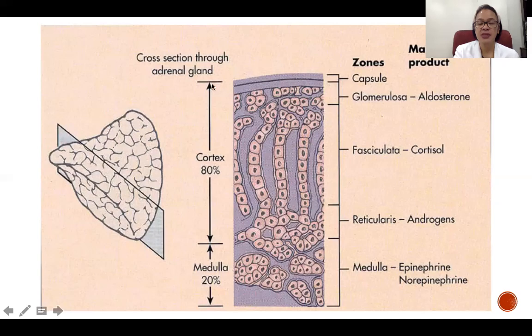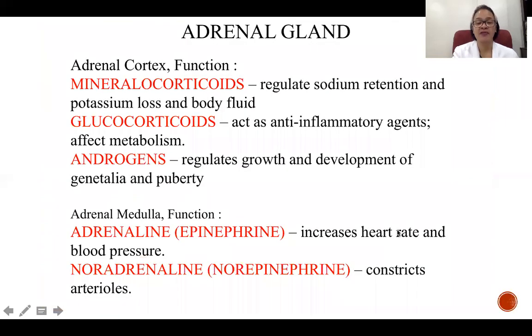So here, as you can see, the cortex is about 80%, and the remaining 20% is the medulla. With regards to production, the main secretory product in the glomerulosa is your aldosterone, your fasciculata produces cortisol, the reticularis produces androgens, and of course in the medulla you have your epinephrine and norepinephrine.